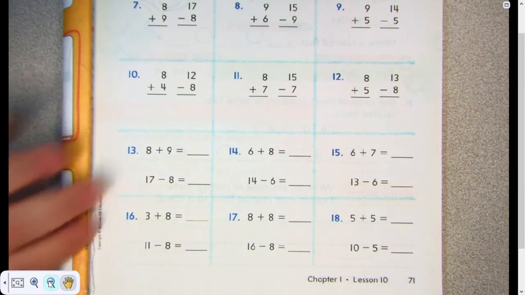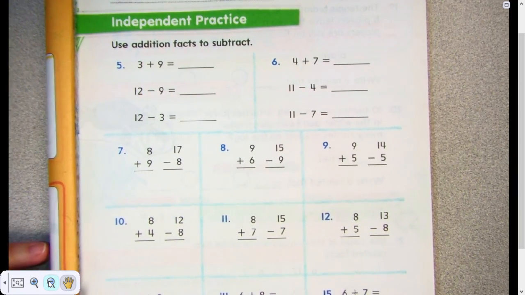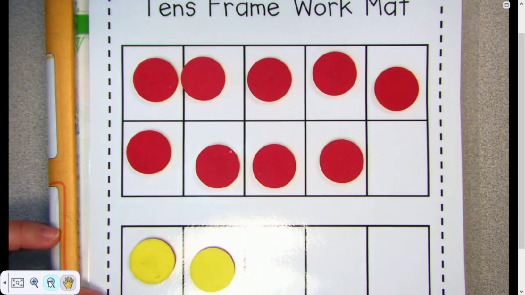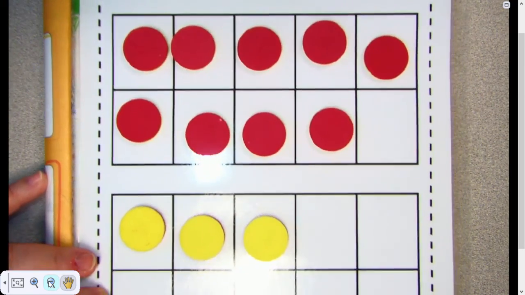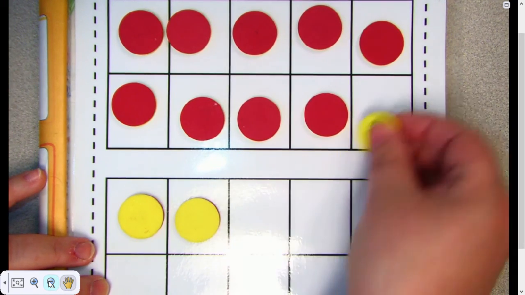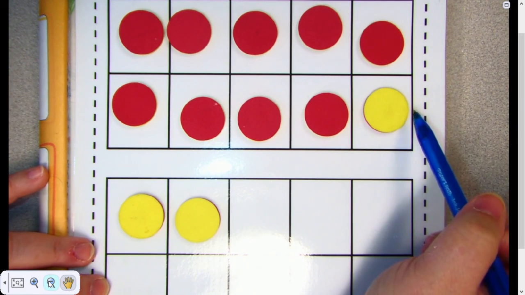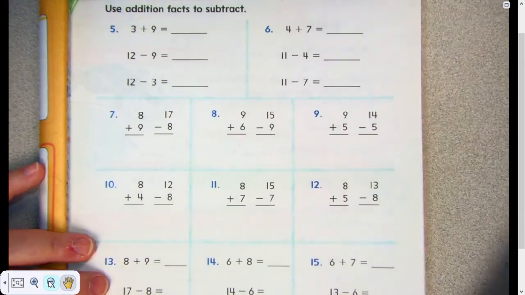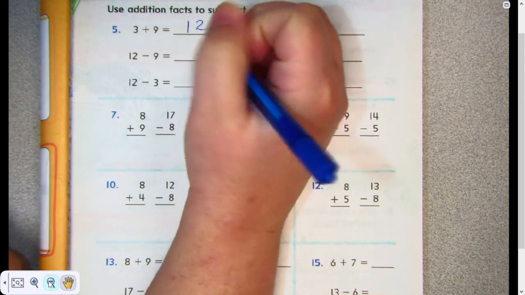Let me move my paper away. Let's go to number 5. Number 5 says 3 plus 9. So I'm going to do 9. 9 red, and then I'm going to have 3. One more token. I'm going to have 3 yellow. Okay? 9 plus 3. Can I make a friendly 10? Absolutely. So now we got 5 plus 5. 5 plus 5 is 10, and add 2 more, which makes 12. Let's set this aside. So 3 plus 9 equals 12, right?